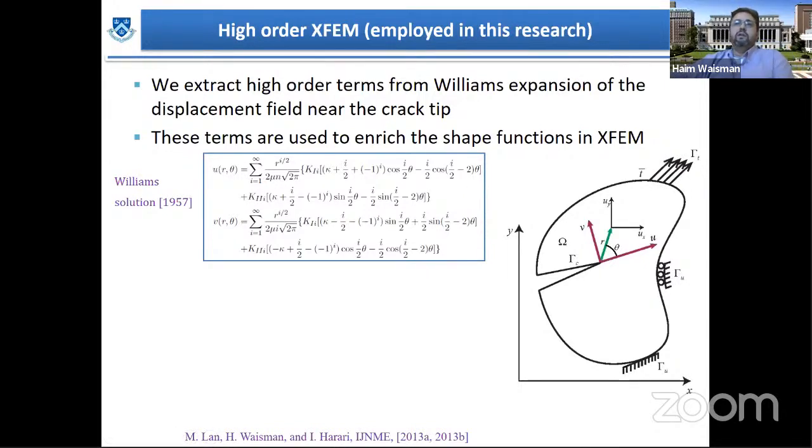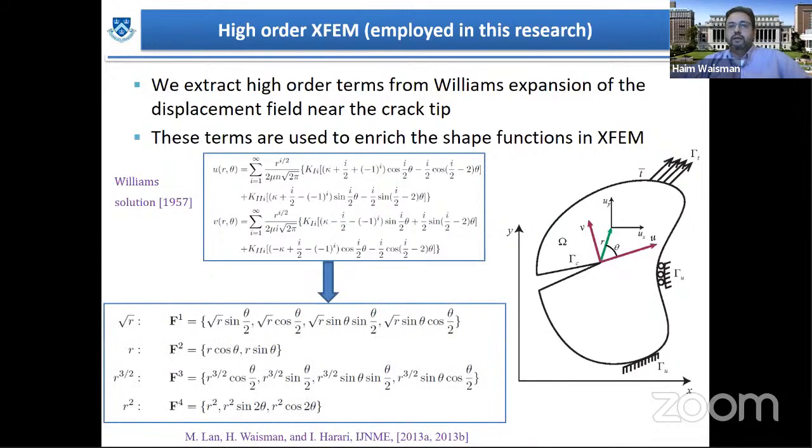And so the first idea that we came up with is, why do people truncate these functions after only the square root r term? Why not just take higher order terms? And so the first thing that we have done here is take not only the first or leading order term, but also the other terms in that series. And all of them have been augmented as additional degrees of freedom in your model.